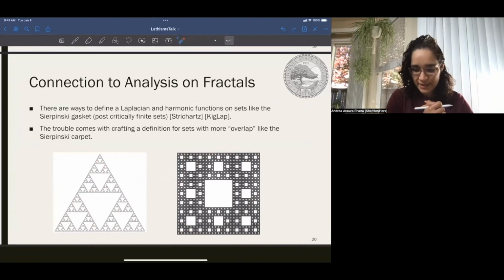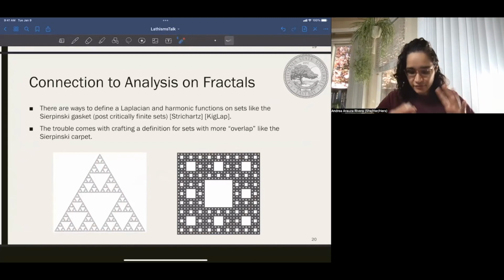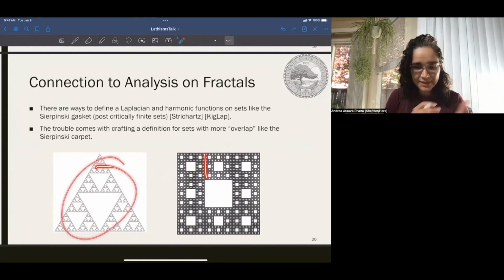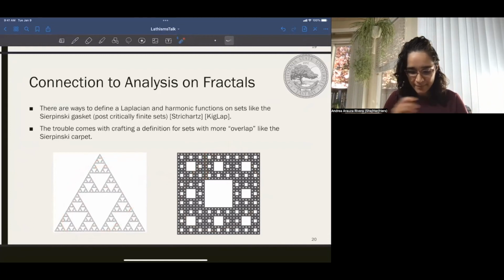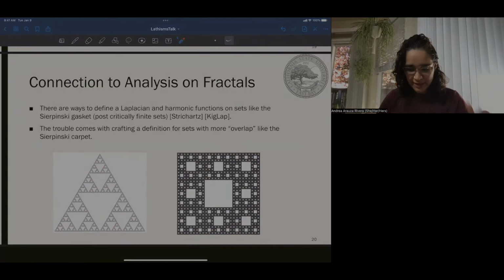And people are trying different things. Some people who do a little more of the probability theory on fractal sets have tried attacking it from that direction. So people are actively working on this idea of how do we create something reasonable that behaves like a Laplacian, this sort of analytic tool, on spaces that have a little more overlap than something like this. So that's some of the stuff that I've done in the past.